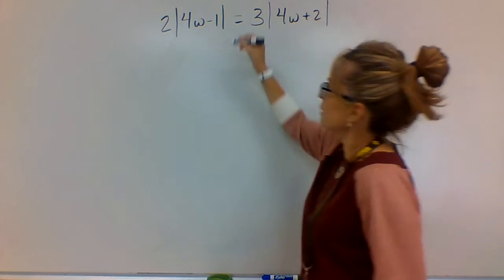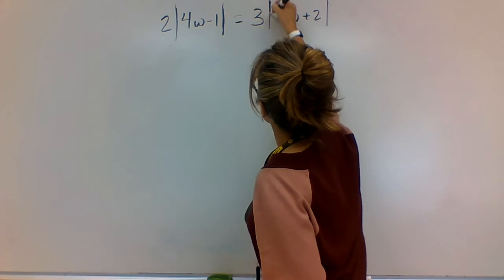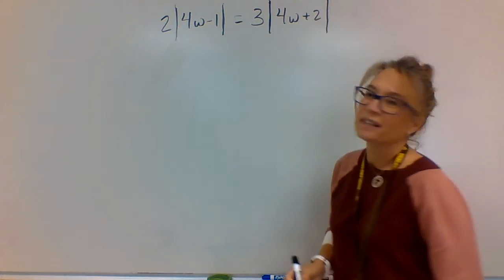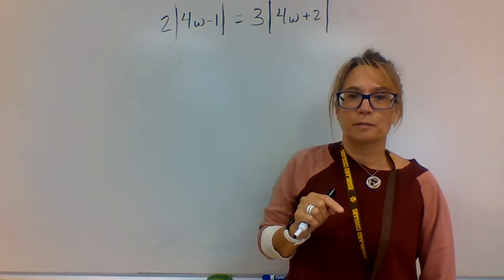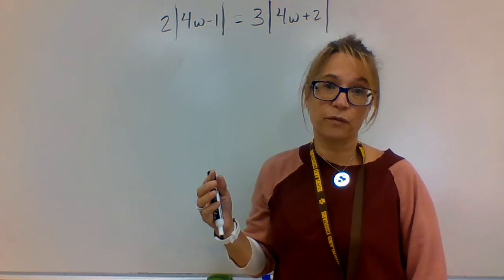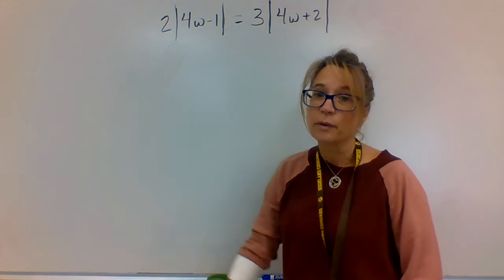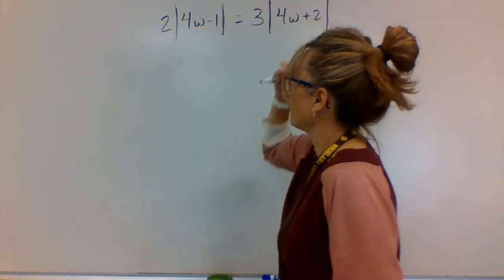Now notice I try to make my absolute value lines longer than a lot of my numbers, only because you don't want to get confused and think that your absolute value symbol is a 1. So be careful. I try to make them long, or you can use different colors if you want to, but you just want to be careful about that.